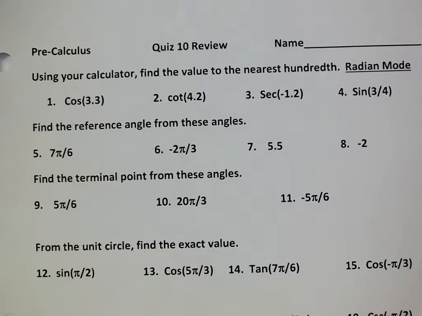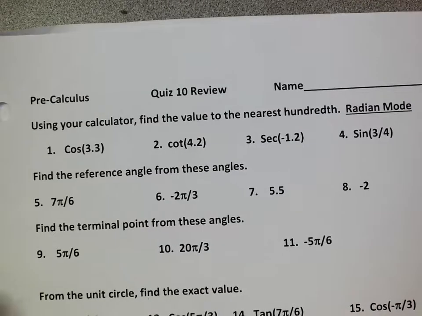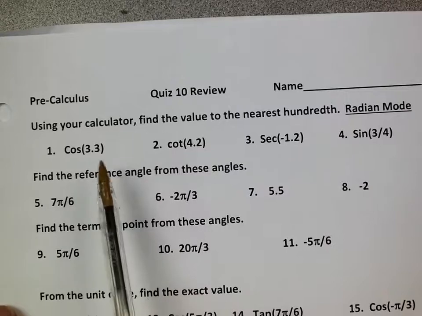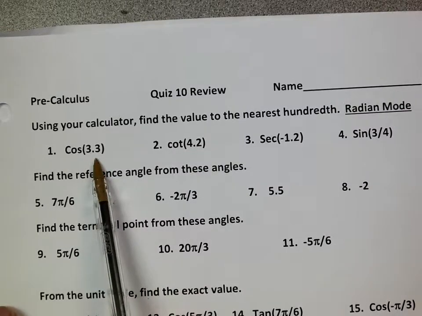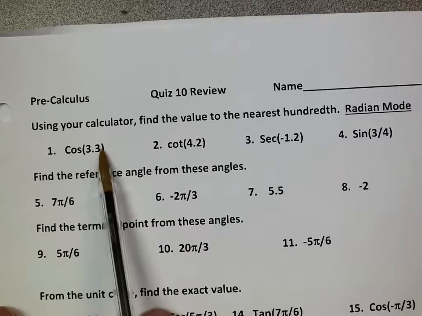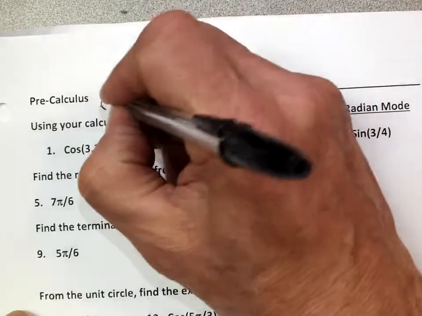Here is your unit circle review, and right off the bat it says use your calculator. Okay, so 3.3, easy question. Degree mode or radian mode? What do you think? Radian mode. I don't see a little degree symbol, so it's got to be radians, right?